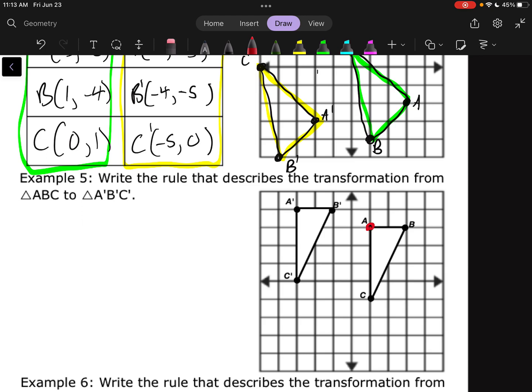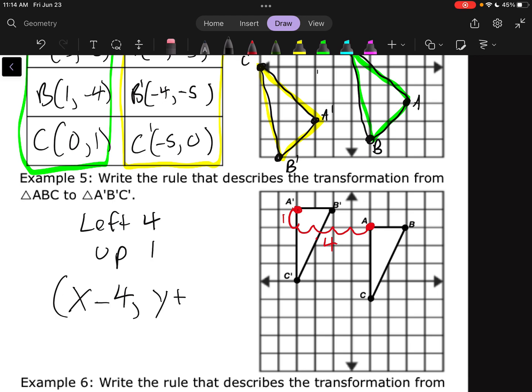To get from A to A prime, that looks like it went 1, 2, 3, 4. So that looks like it went left 4. And then it had to go up 1. So that as a rule, remember left is the x value, so that'd be x minus 4, and up is the y value, so that'd be y plus 1. So that would be how we would write the rule that would describe that transformation.